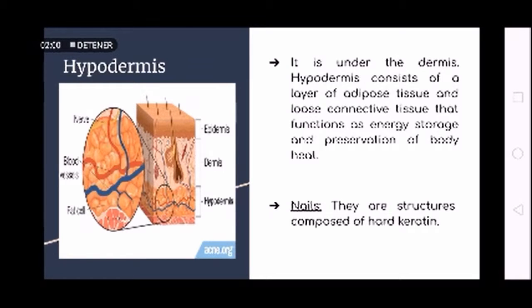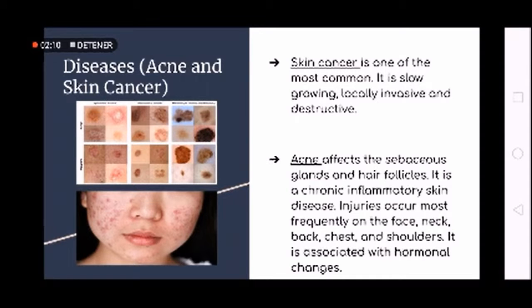The hypodermis consists of a layer of adipose tissue and loose connective tissue that functions as energy storage and preservation of body heat. And the nails are structures composed of hard keratin.